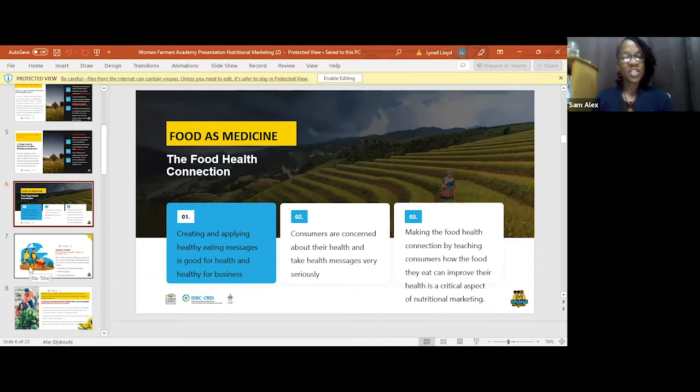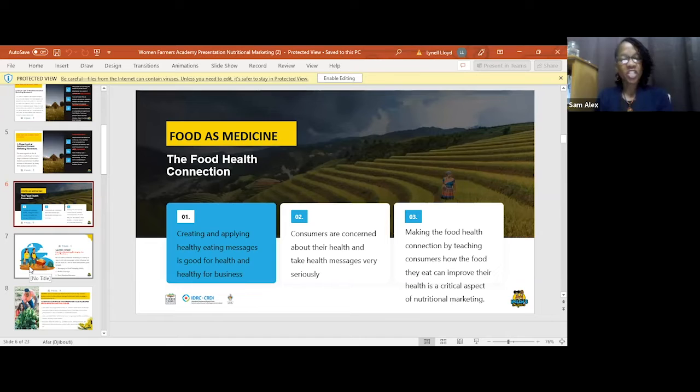Creating and applying healthy eating messages is good for health, and it's healthy for business. So as persons who work in food processing, food product creation, farming, we can play our role in communicating those healthy eating messages to the public. And it is good for the whole nation, because a healthy nation is a strong nation, but it is also good for business because you're appealing to a particular need, which will persuade customers to purchase what you're offering. Consumers are concerned about their health, and so they take those messages very seriously. So don't ever underestimate the power of nutritional messaging.